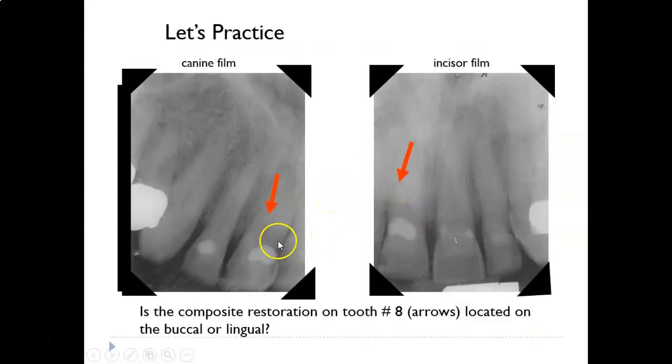And so now we're going to decide how we can tell if this composite is on the buccal or the lingual. So let's use one as our baseline. We're going to use this because it's a more straight on shot. So this image is like straight through the contacts.